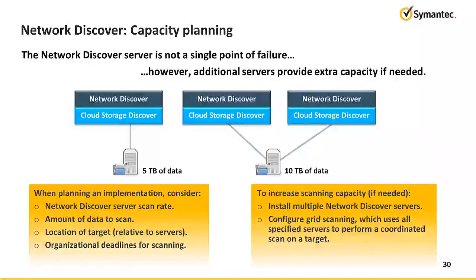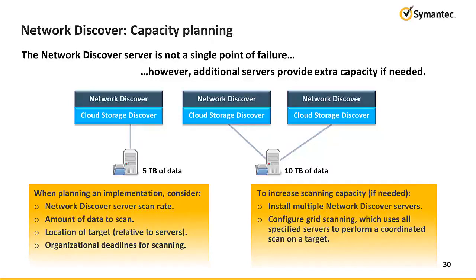Network Discover does not run inline in your network traffic infrastructure, but rather it scans repositories for confidential data. Therefore, it cannot be a single point of failure within your network, and from that perspective need not be included in traditional HA planning. However, customers typically give thought to how many Network Discover and Cloud Storage Discover servers they need in order to scan a given amount of data within a specified time.